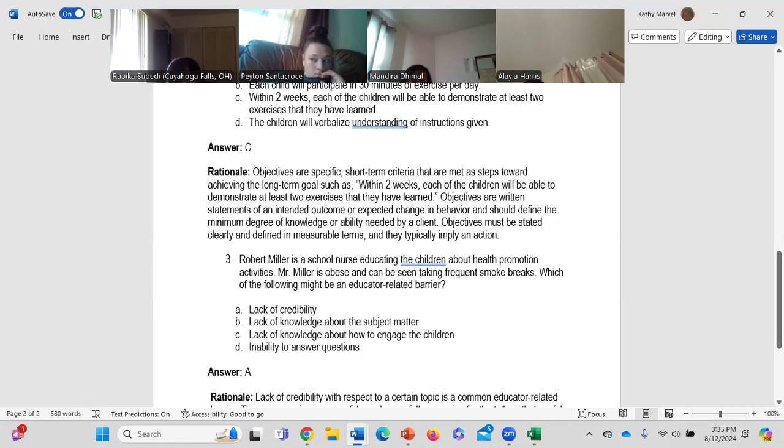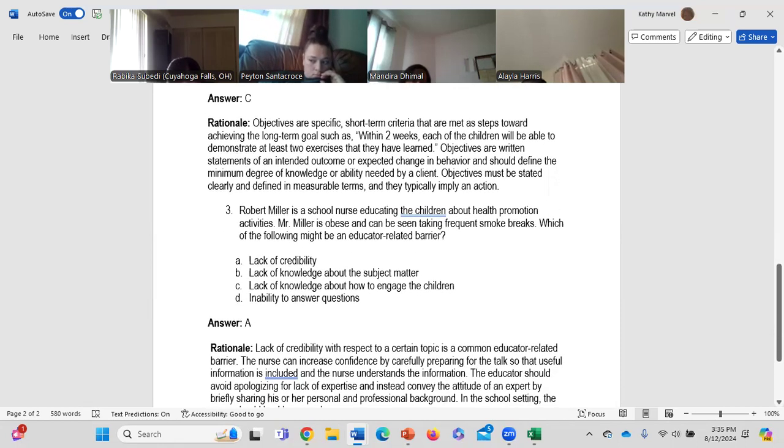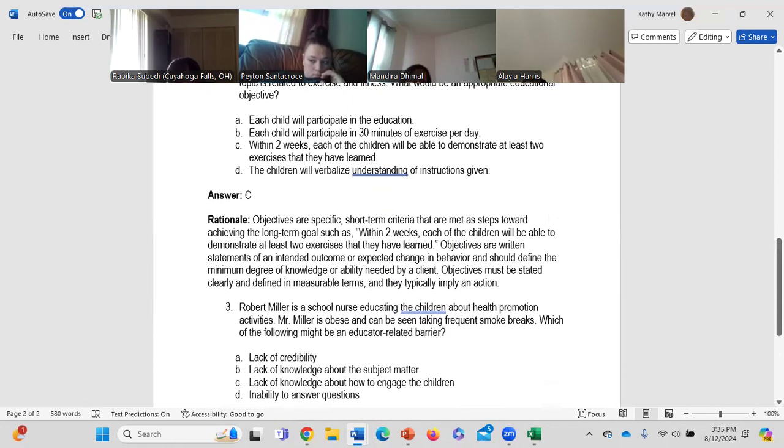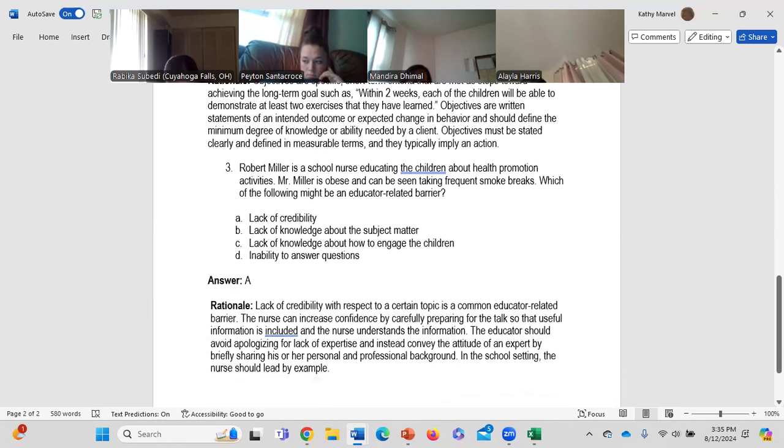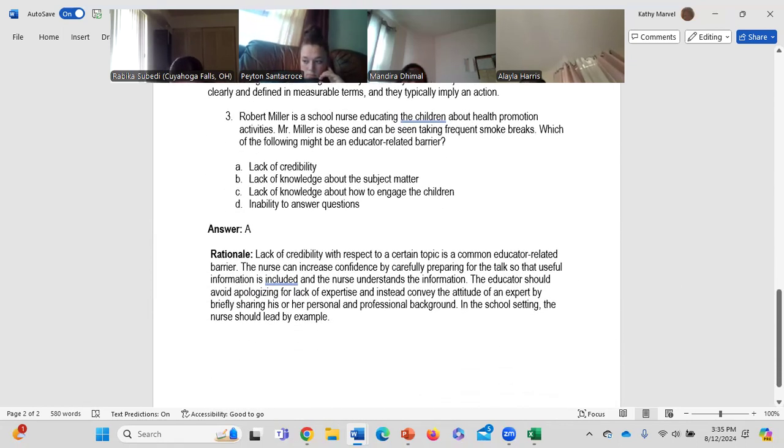Objectives must be stated clearly and defined in measurable terms. Okay, so they're implying an action. Right? So within 2 weeks, each kid will be able to demonstrate at least 2 exercises. That's action oriented. So yeah, you guys are correct. Room 3, what did you come up with?